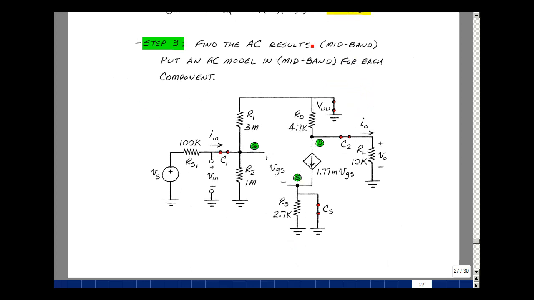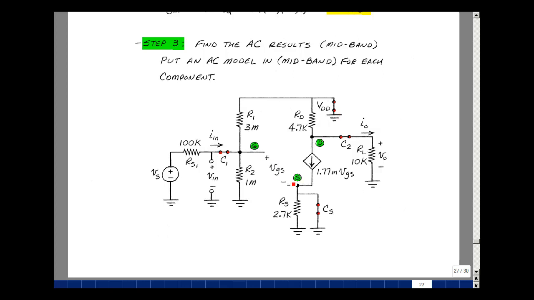Step 3 is to find the AC results in the mid-band frequency range. We're assuming the frequency is high enough that the capacitors in the circuit look like short circuits. Let's go back to the schematic on page 25. Let's redraw it again and replace the capacitors C1, C2, and C sub S with a short circuit. An AC voltage source is an AC voltage source, but a battery looks like a short circuit for AC, so we're just going to short that.